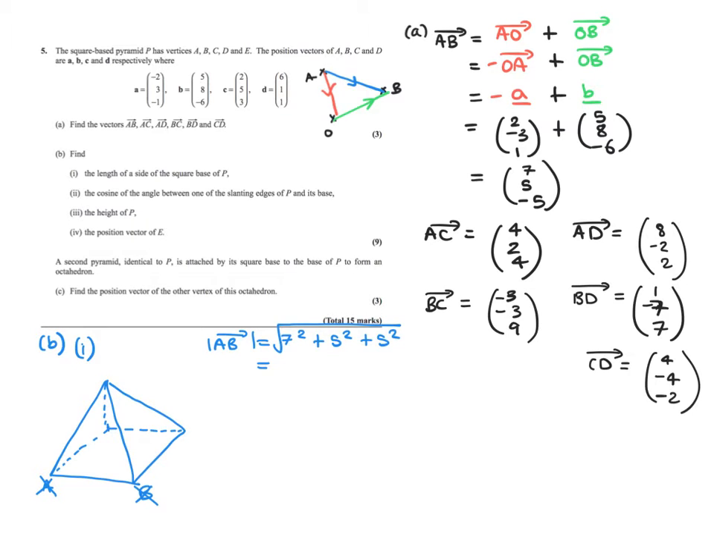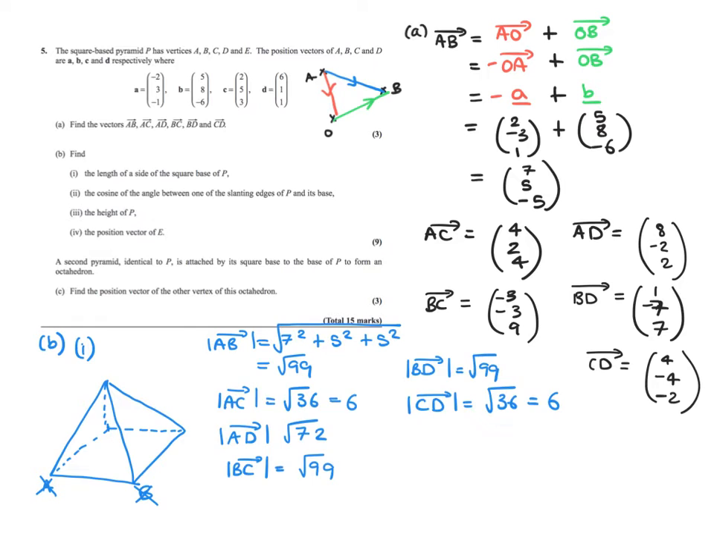So the magnitude of AB is √99. We just don't know which vertices are A and B. So I'm going to work out the magnitude of all the other vectors as well. So here are the magnitudes of each of these vectors. Now, from here, we can deduce, looking at these, that the vertices are going to be positioned so that we have A and C adjacent and C and D adjacent.